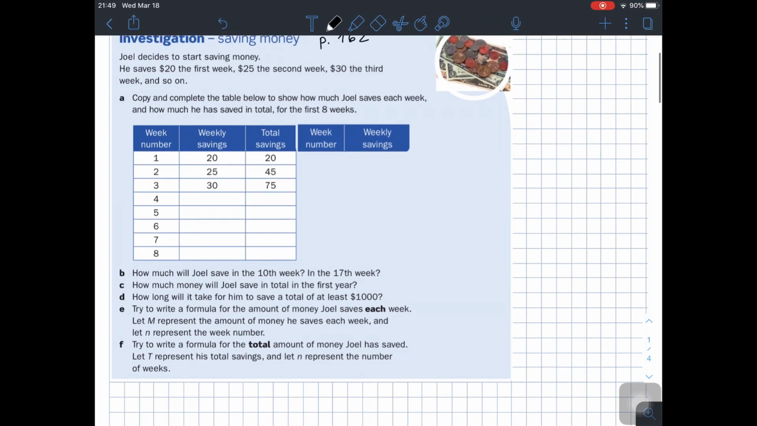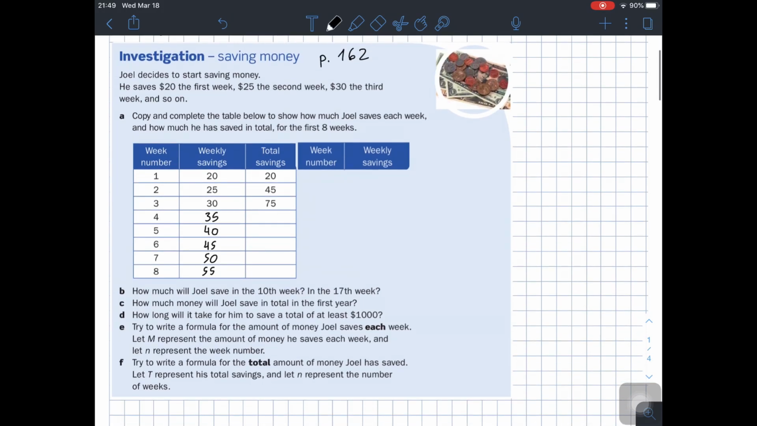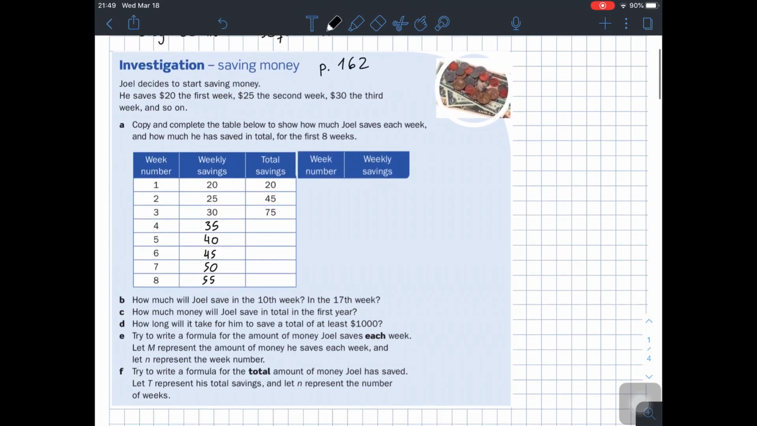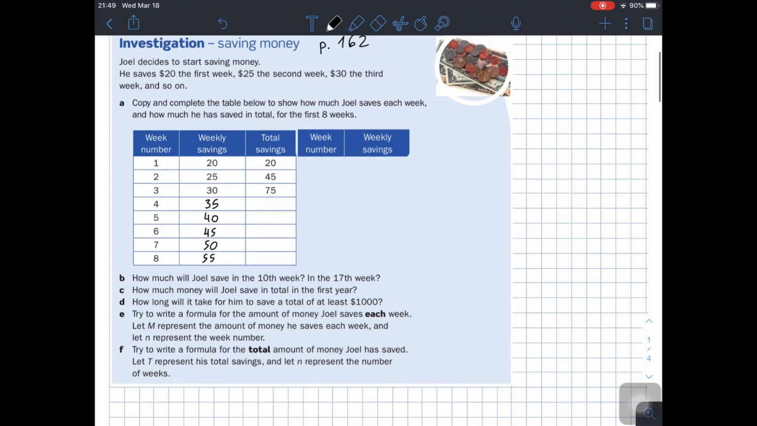So we can keep on completing this. For the fourth week he'll have 35, then 40, 45, 50, 55. So it's always $5 more than the previous week. Then we have the total savings, which is how much money Joel has after all the weekly savings. So for the first week, he'll just have the $20 he initially deposited. Then for the second week, he'll have 20 plus 25, which is 45. For the third week, he'll have 45 plus 30, which is 75, and so on.